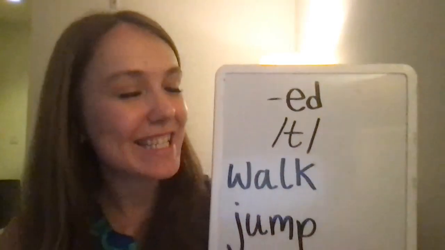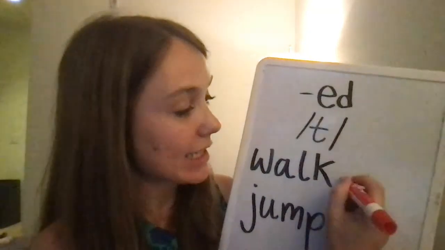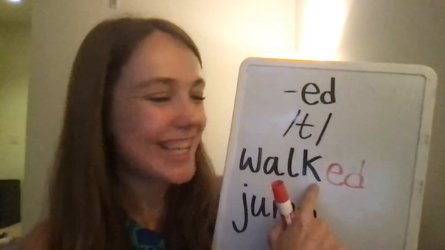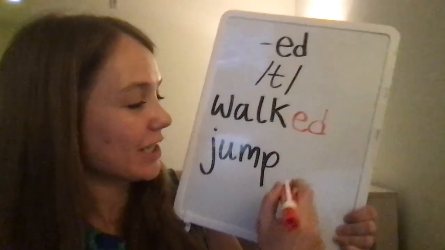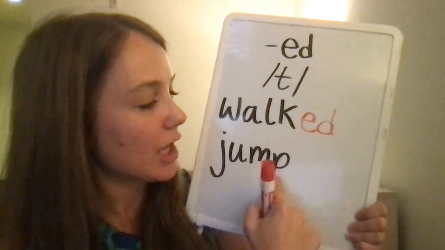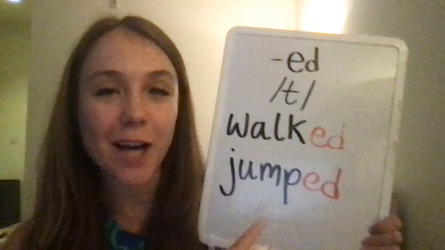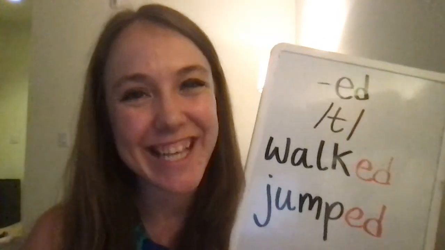Now we're going to learn how ED can also make a T sound, like the letter T. ED can make that T sound at the ends of words like walk and jump. Let's add ED here. We'll start with our base word, walk. Now let's add ED. Walked. I walked to the store. Same with jump. Let's add ED. Jumped. When you add ED to the ends of words, it can also make a T sound.